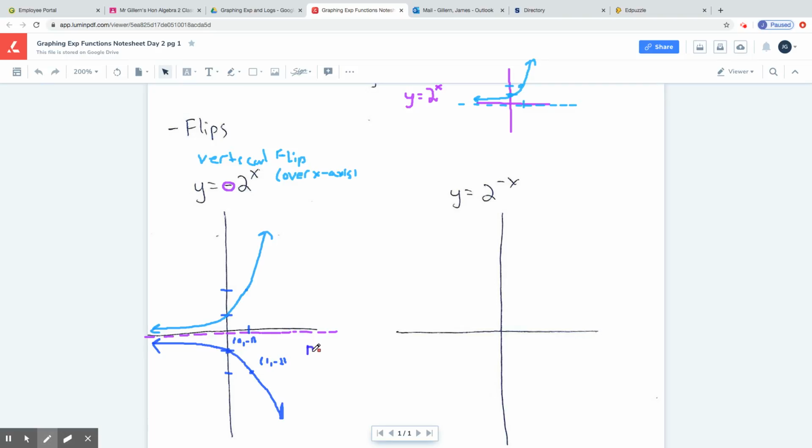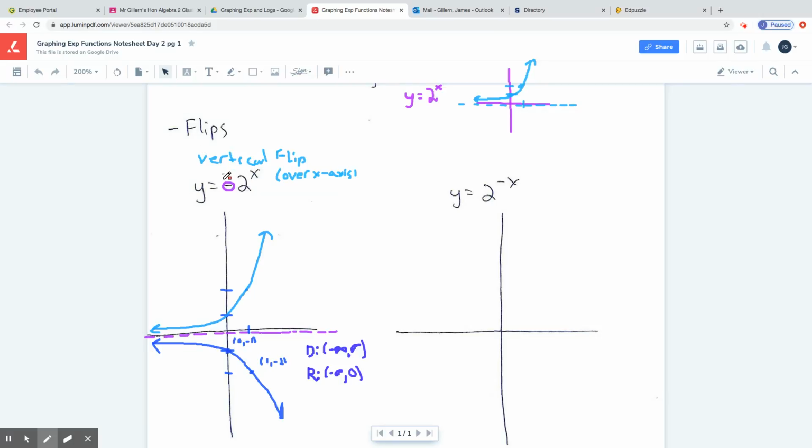Now let's talk about what the domain and range of this is going to be. The domain, everyone should know, is always going to be negative infinity to infinity. Now, the range, since we have everything below the asymptote, goes from negative infinity up to the horizontal asymptote, which is 0. So your range has either been the horizontal asymptote to infinity if it's above, or negative infinity to the horizontal asymptote if it's below.